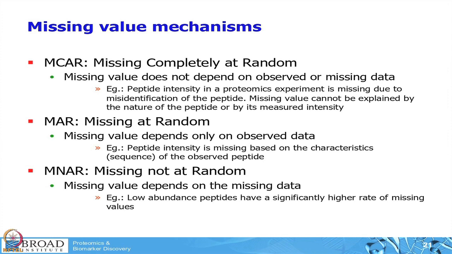The second type, missing at random, is that the missing value depends on some part of the observed data. So for example, here peptide intensity is missing based on characteristics of the peptide. If the peptide has a specific amino acid, at random times it's missing. It's not always missing. So there, you know the characteristic. And once you know the characteristic, then the missingness is random, because which sample it's missing in is random. But if the peptide has a specific amino acid, then it's likely that it might be missing. But whether it's actually missing or not is random. So in that case, it's called missing at random.